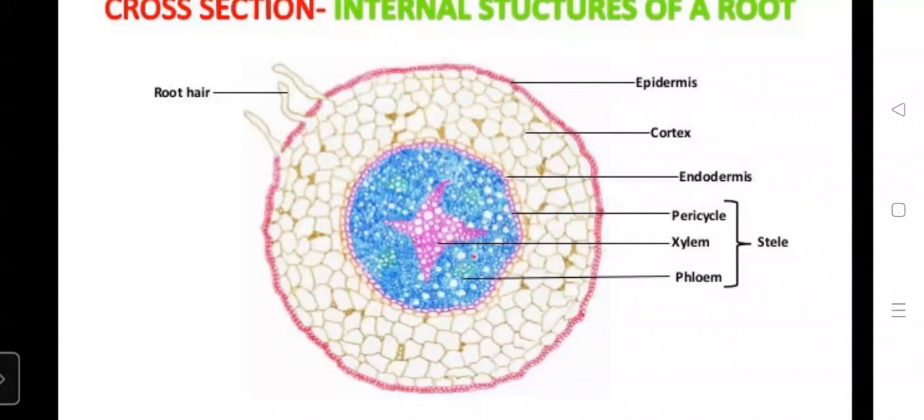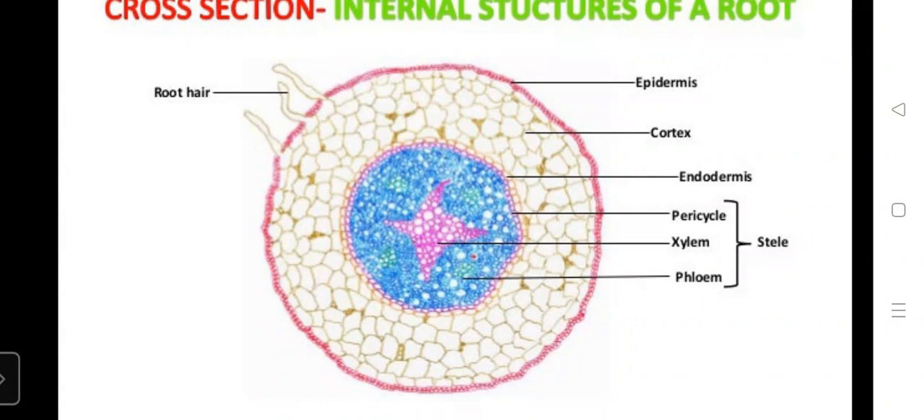Normally, the root hairs are confined to a region between 1 to several centimeters in length near the tip. That region is known as the root hair zone. The main functions of the epidermis are protection and absorption of water and solutes. Okay, this is the epidermis. Next, we are coming to the second part, that is the cortex.